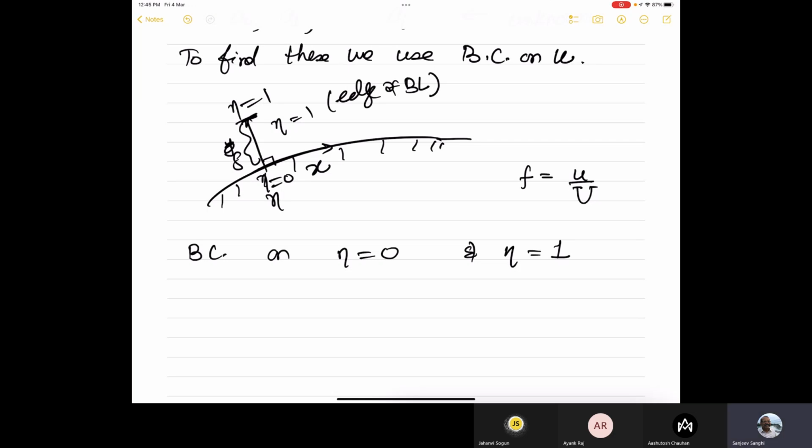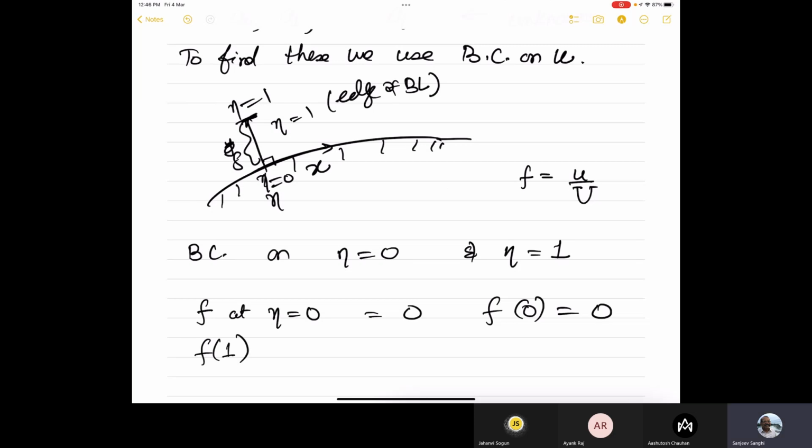So now, what can you say is the value of f? What is f at eta equal to 0? It is 0. Why? Because the velocity is 0. We just feed it in here, small u is 0. So f of 0 is 0.